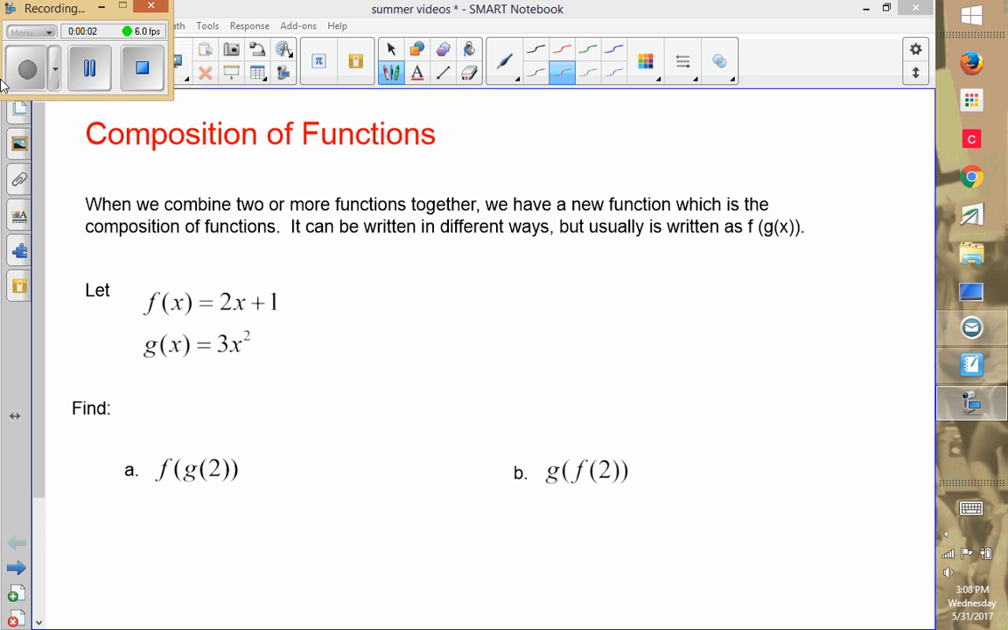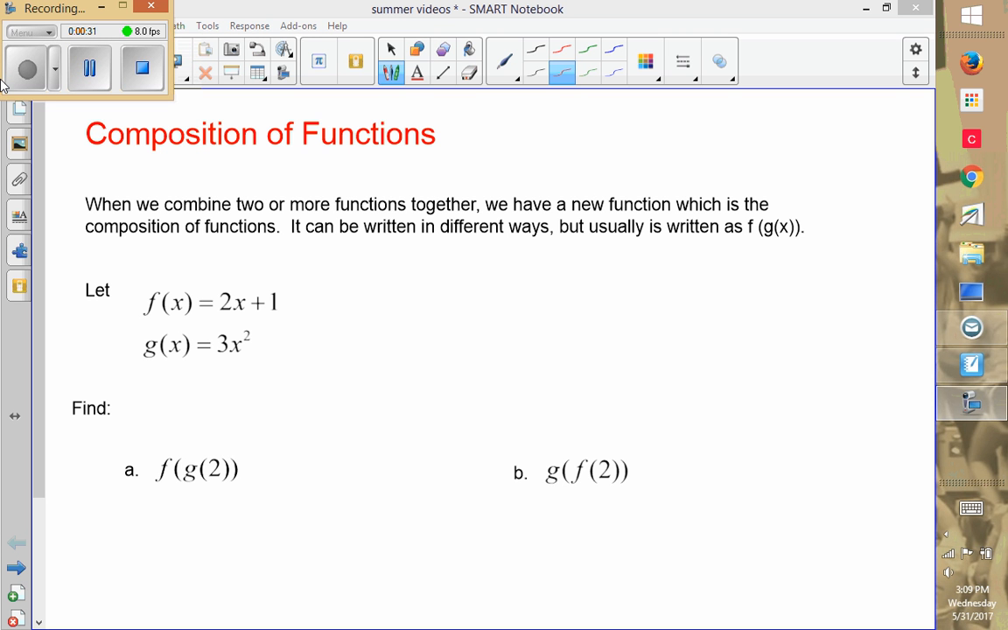We are going to talk about what it means to take the composition of functions. This happens when you have two or more functions and you basically put one inside of the other, combining them to make a more complicated function. This is often really important for use later on in your calculus class. But in order to do a composition of functions, we need to have two functions.